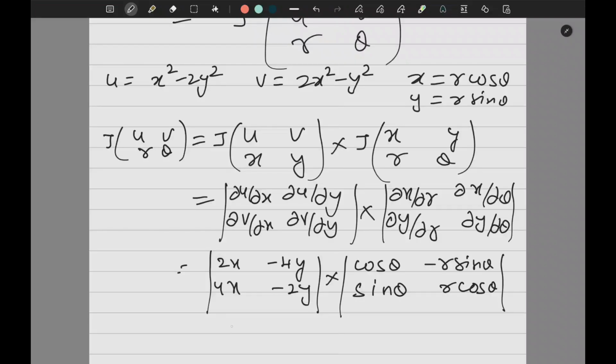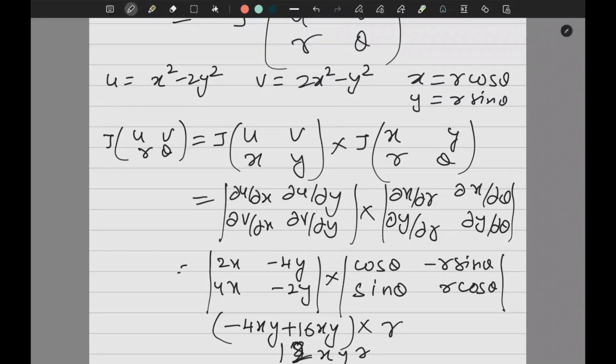Correct? Now this will be minus 4xy plus 16xy into r, because r cos² θ plus r sin² θ is only r. This is your... no, not 8. 16 minus 4 is 12. So 12xy r. So I got 12xyr as my answer.